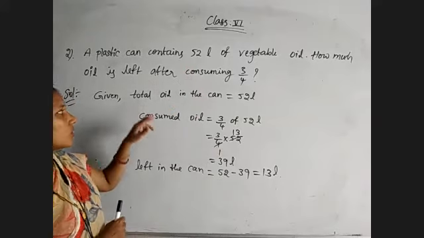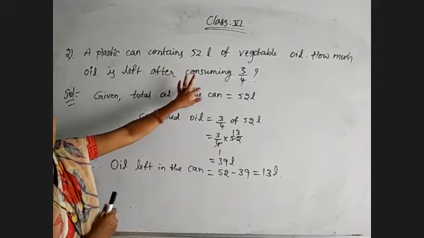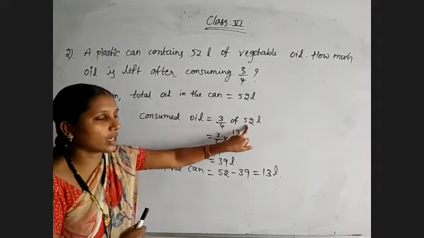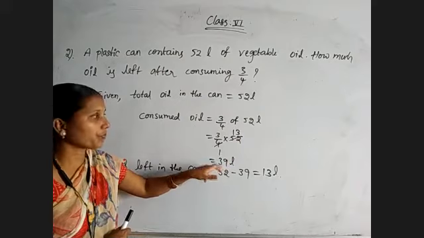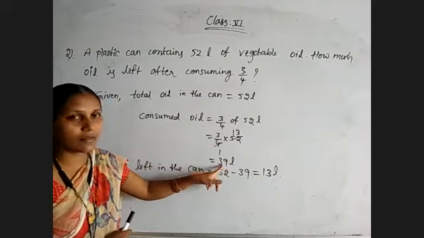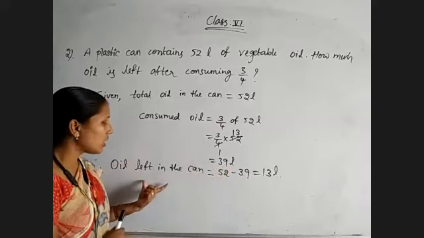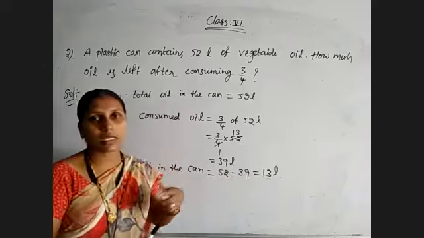Okay, so total oil in the can is 52 liters. Whenever a fraction is given, we must take the total value. So 3/4 of the total liters will be equal to 39 liters, we got. So this is the value. It is a fraction and now we got the value. How much was used? 39 liters of oil was used. Now the remaining oil will be equal to 52 minus 39, which is equal to 13 liters.